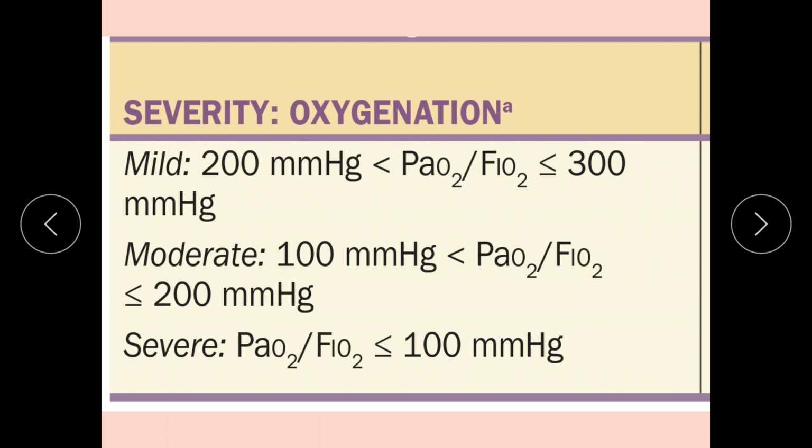This is the criteria to diagnose ARDS. PaO2 by FiO2 should be less than 300. If it is 300 to 200, it is mild. 200 to 100, it is moderate. Less than 100, it is severe. All these values should be taken with a PEEP of 5 centimeter of water. This is also called the Berlin criteria. Berlin, B-E-R-L-I-N, Berlin criteria.